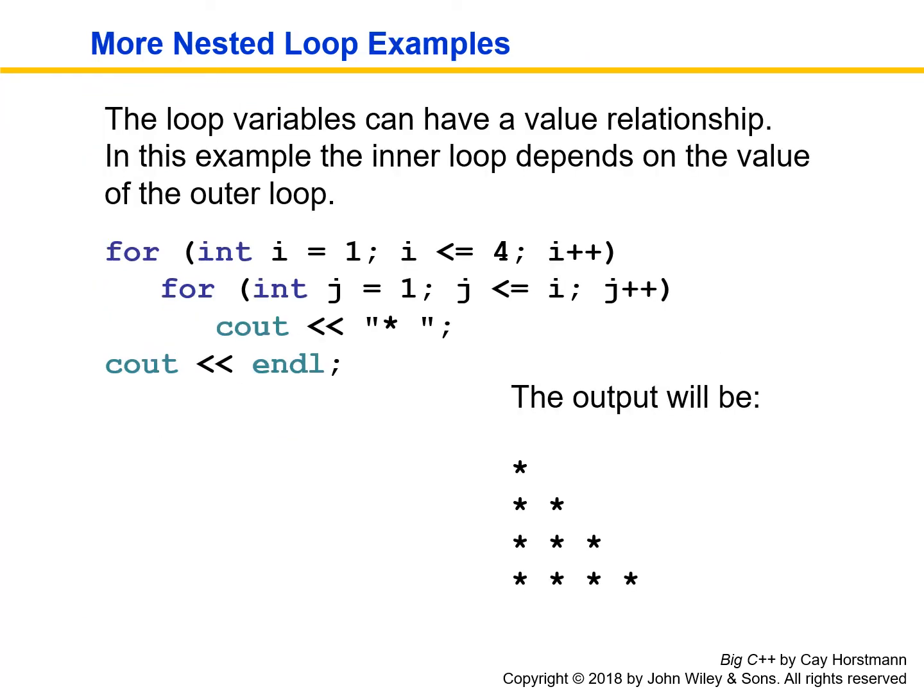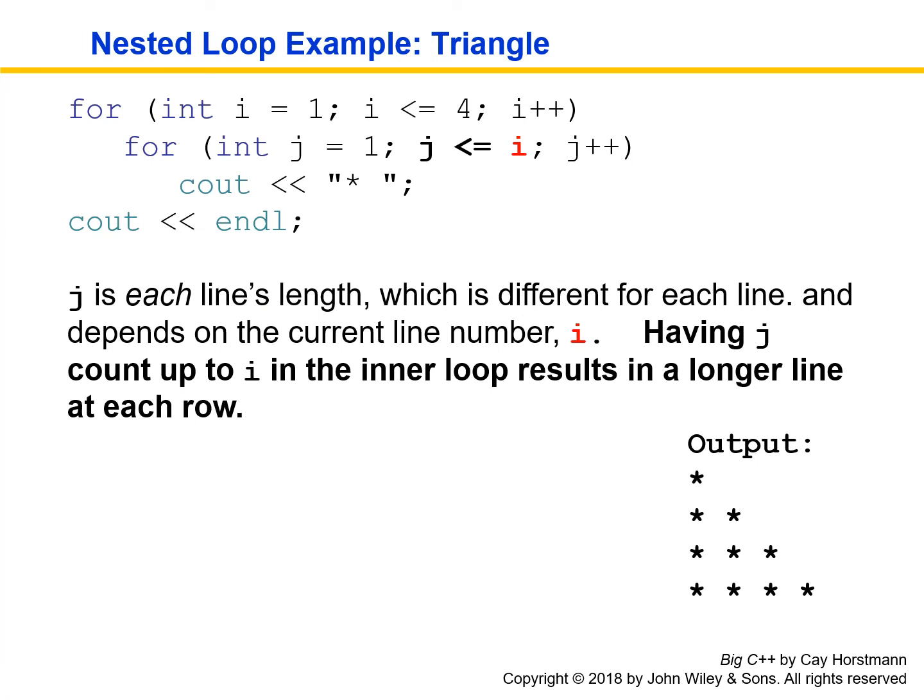Some more nested loop examples. This one is going to print a triangle of stars. That was one of your homework assignments from when we first introduced loops. The way this one works, the outer loop, i, goes from 1 to 4. The inner loop goes from 1 to i. So the inner loop prints a different number of stars each time, depending on what the value of i is, which row it's on. Very clever, right?